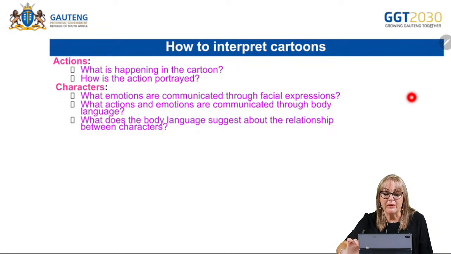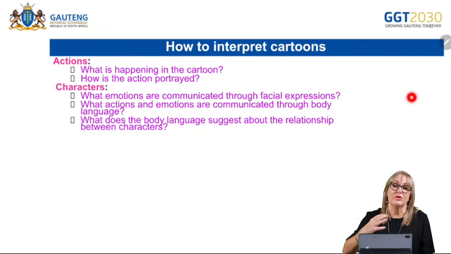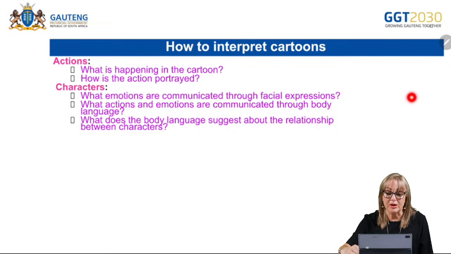Then you must look at the characters. What emotions are communicated through facial expressions? And what actions and emotions are communicated through body language? What's the difference? Facial expressions are simply the way the eyes, mouth and ears are pulled up. And body language is the position of arms, legs and head. That refers to body language.